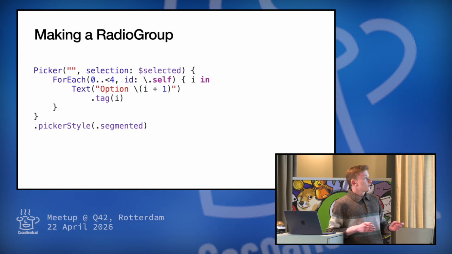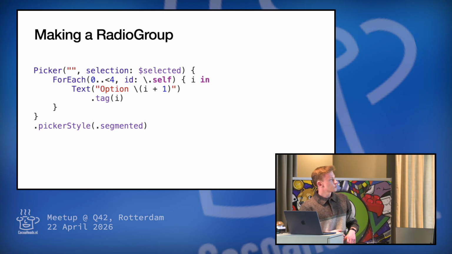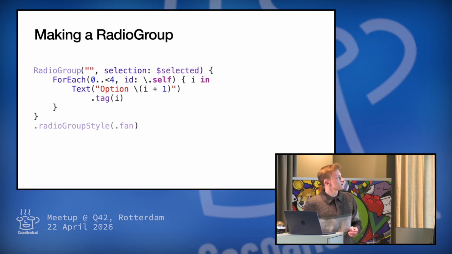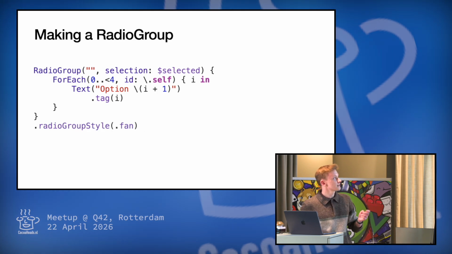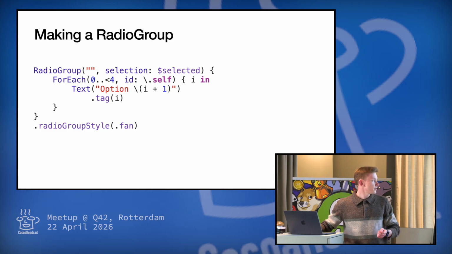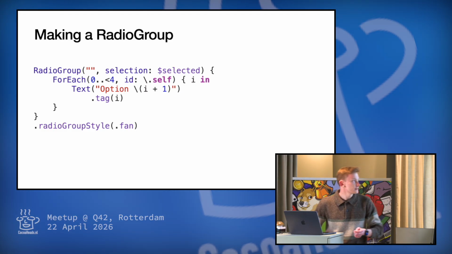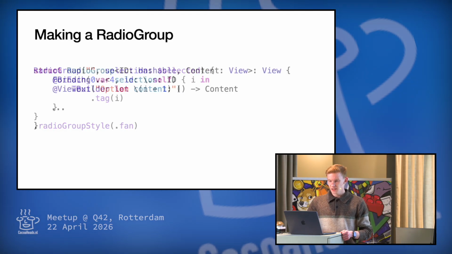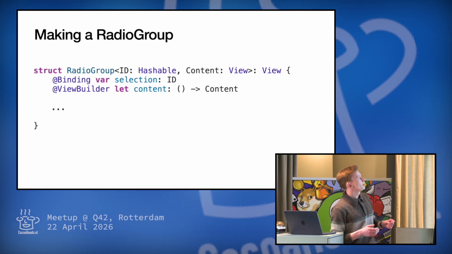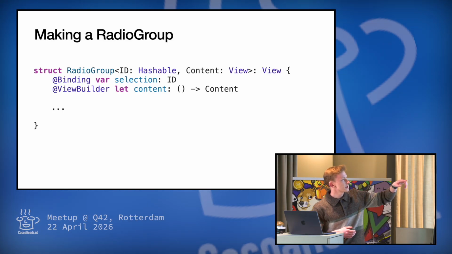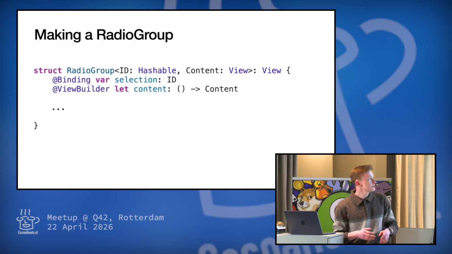Now let's look at what we already have. So this API looks pretty good. It's expressive, it's declarative. So I want something like this. This would be great. Radio group with radio group style fan. Now I would start by defining the interface. I'd have a selection and content. I removed the title key for simplicity here.